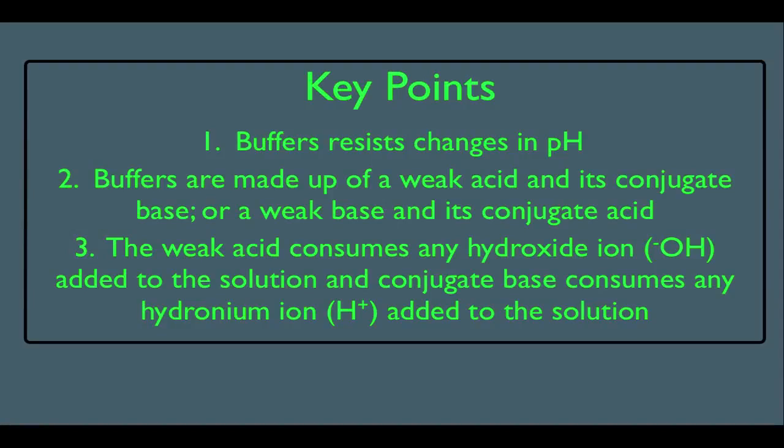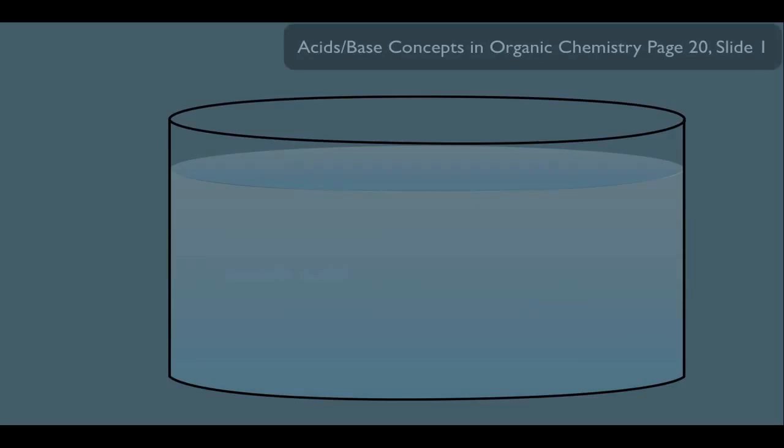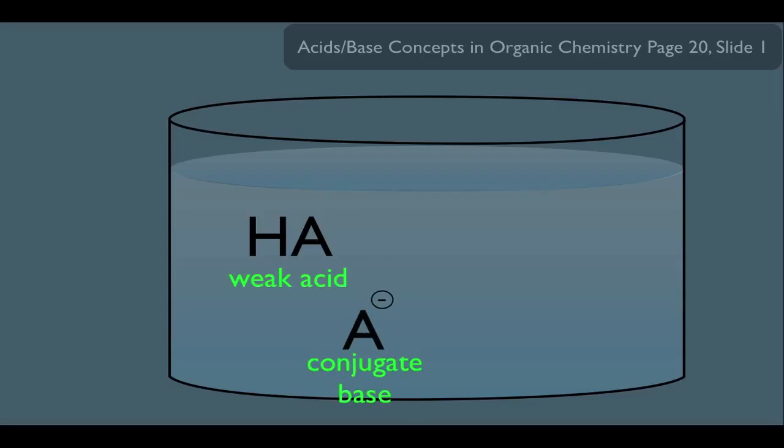It does it by the weak acid consuming any hydroxide ion added to the solution, and the conjugate base consumes any hydronium ion added to the solution. So let me show you how that works here. Let's say you have a solution that has a buffer. Here's our weak acid HA, and here's its conjugate base A-.